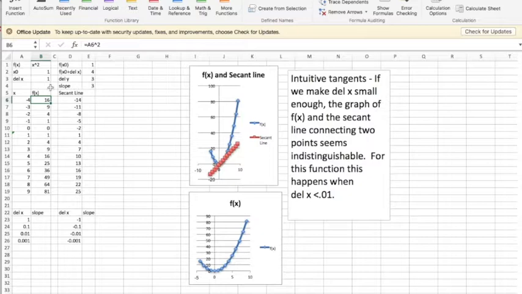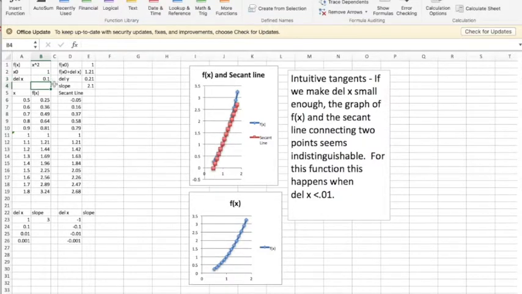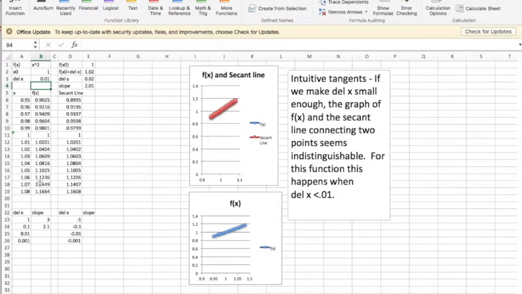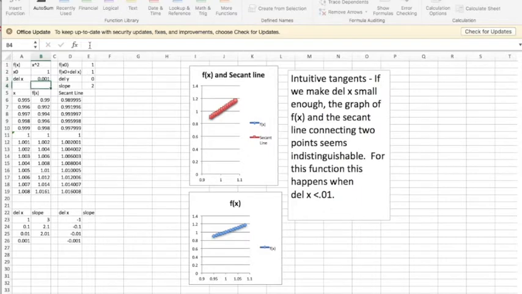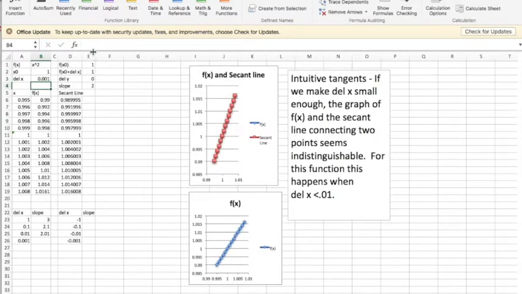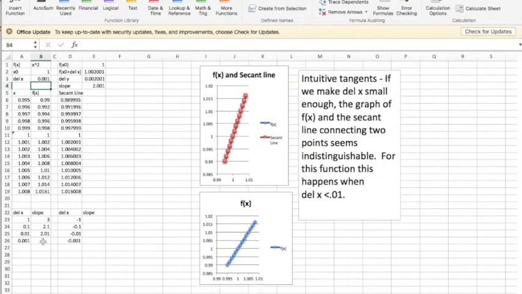If I now look at it, I'm going to accumulate things. So if delta x is 1, the slope was 3. So I want to remember that. If delta x is 0.1, it does the computations for me, and the slope is 2.1. If delta x is 0.01, I'm getting 2.01. And if delta x is 0.001, I'm going to get a slope. At this point it says 2. I'm going to give it a couple more digits, and so it's 2.001.